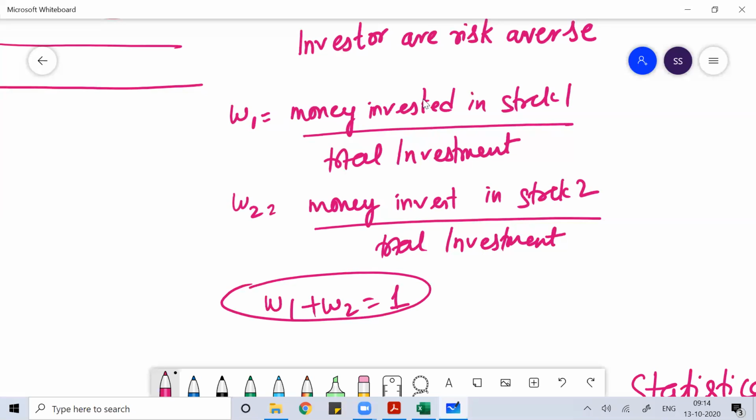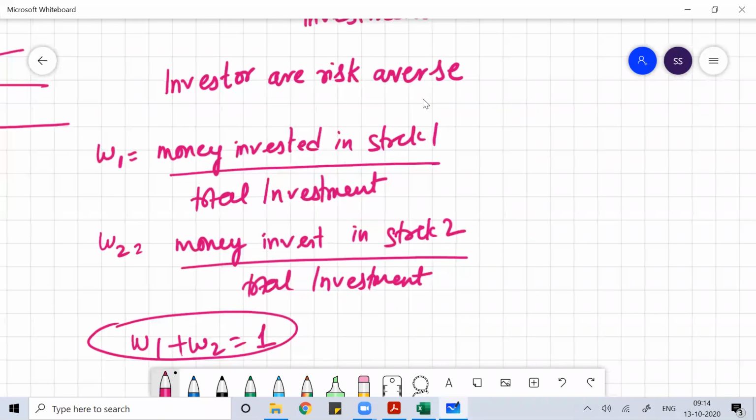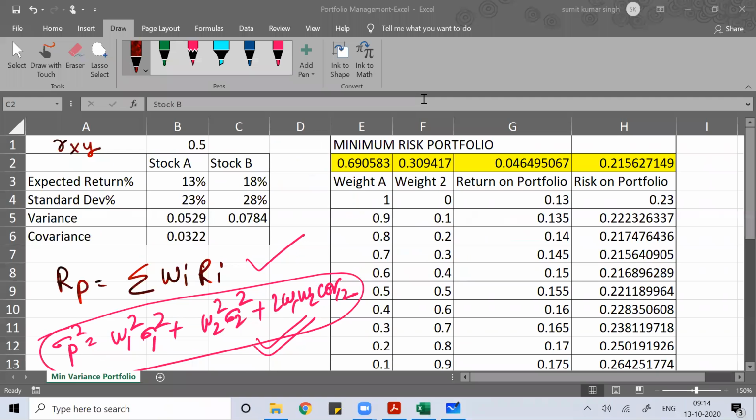Okay. So when you are trying to create a portfolio, if I give you the return on each stock and the risk on each stock, you can use the trial and error method and change the weights. Here I took 100% on A, 0% on B. Here I took 90% on A, 10% on B. Here I took 80% on A, 20% on B. Like this, I can change the weight of A and B.